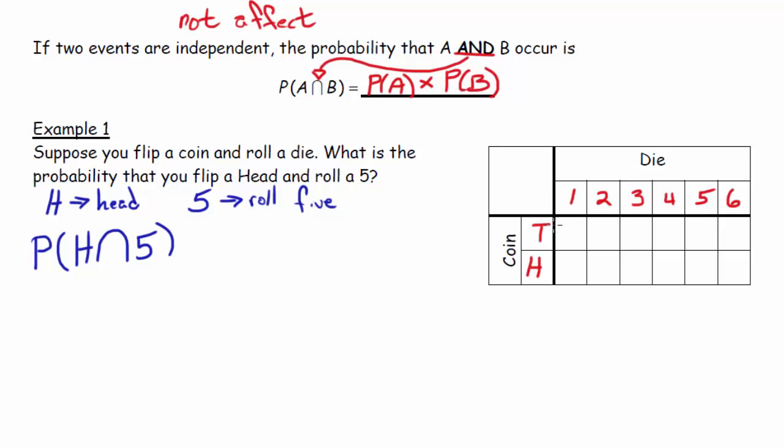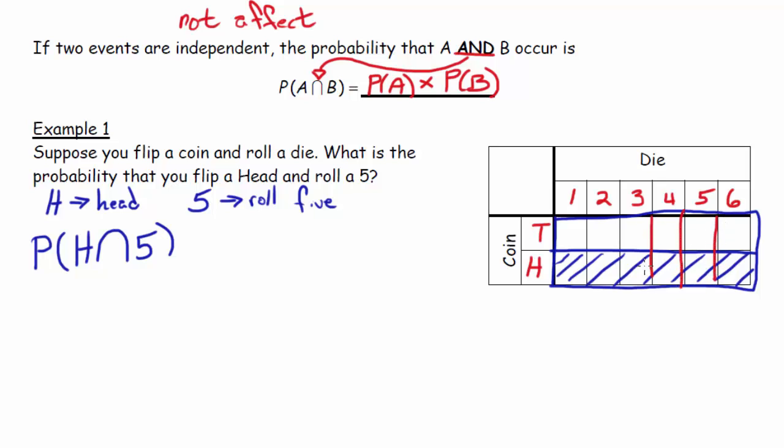So let's come over here. The probability of a head, so let's think about just that first event. Well, I only have two options here, so the probability of a head would be 1/2. Then, what's the probability that I roll a 5? Well, here I have 1, 2, 3, 4, 5, 6 options. So the probability that I roll a 5 would be 1 out of 6.